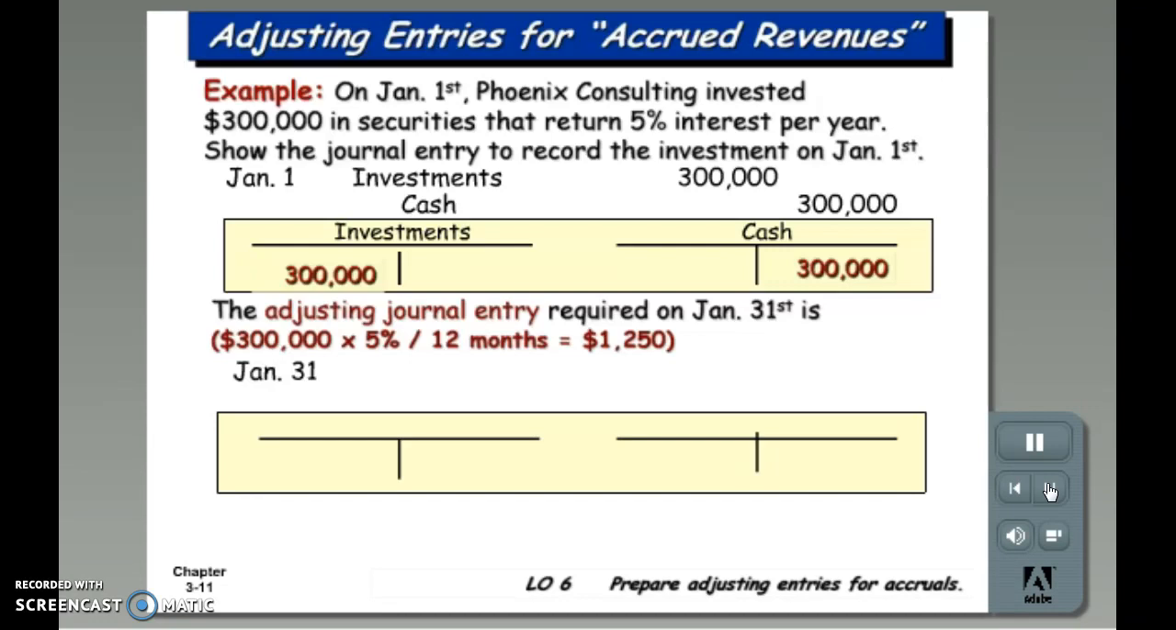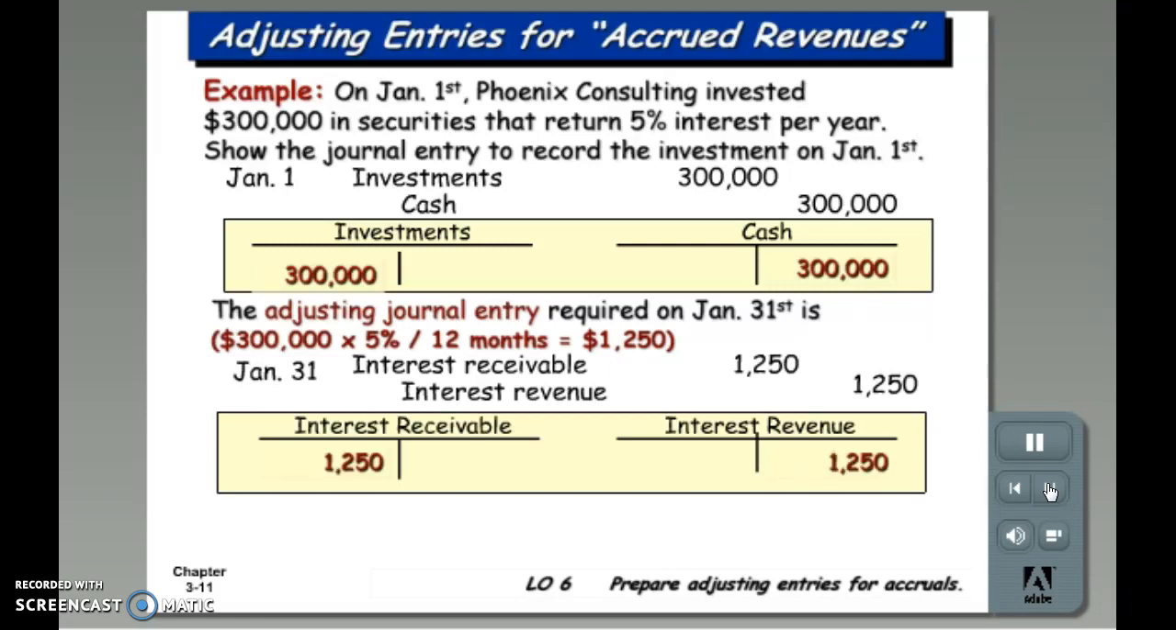The adjusting entry at January 31 is to debit or increase the asset account interest receivable and credit or increase the revenue account interest revenue. The adjusting entry is then posted to the T accounts, so the accounts will accurately reflect that a receivable exists and 1 month of interest revenue has been recorded.